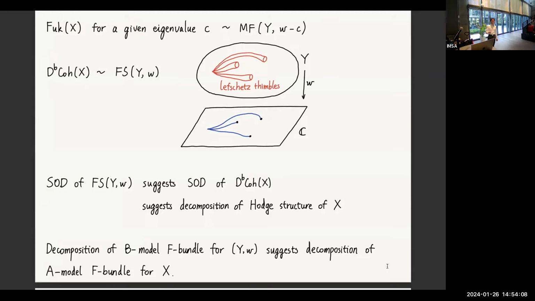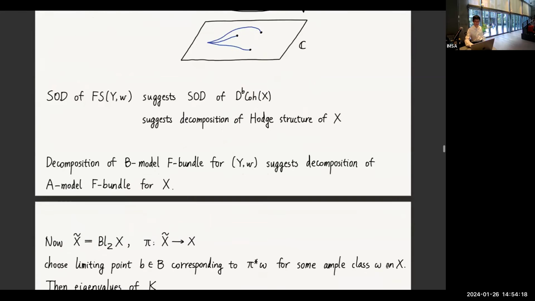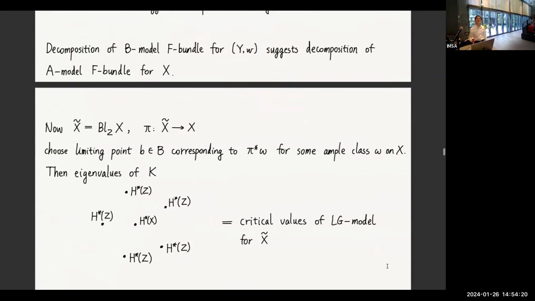And on the other hand, if we consider this Hodge theoretic picture, then the decomposition of B model F bundle for YW suggests a decomposition of A model F bundle for X. And if we go back to the blow-up case, we have X tilde, the blow-up of X along the center Z, and apply the blow-up map. And we choose a limiting point, little b, corresponding to pi upper star omega for some ample plus omega on X.